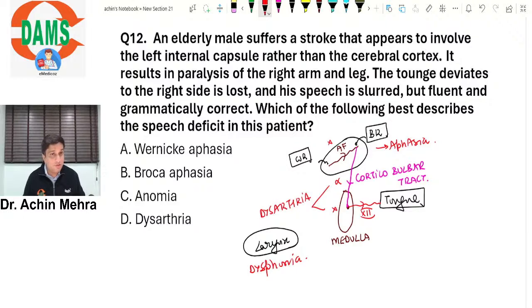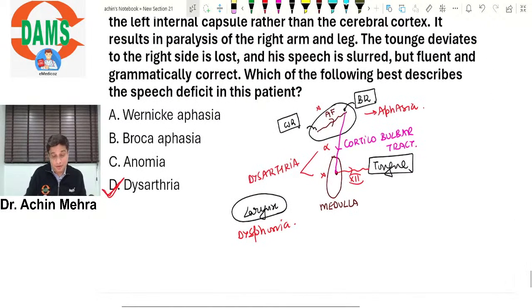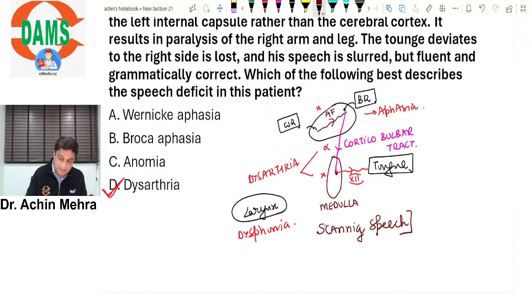Got it? So now what happens this time? He has got slurring of speech. Whenever he wants to talk, his speech will be very often slurred. This is known as dysarthria. There's another speech pattern that you all should know about. That is known as scanning speech. Where is it seen? Cerebellar lesions.